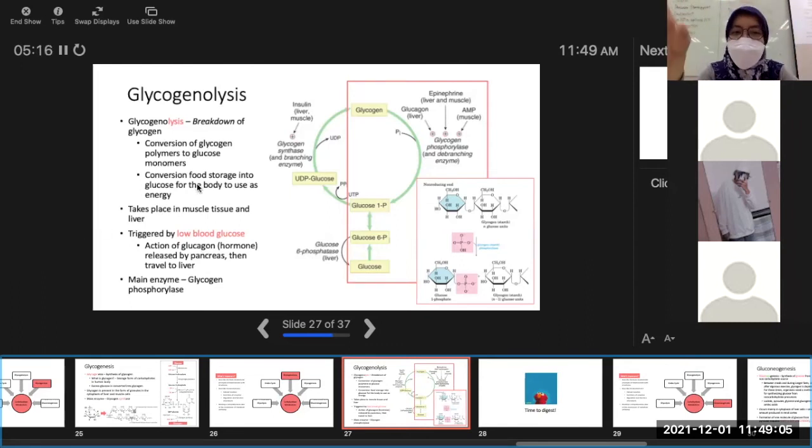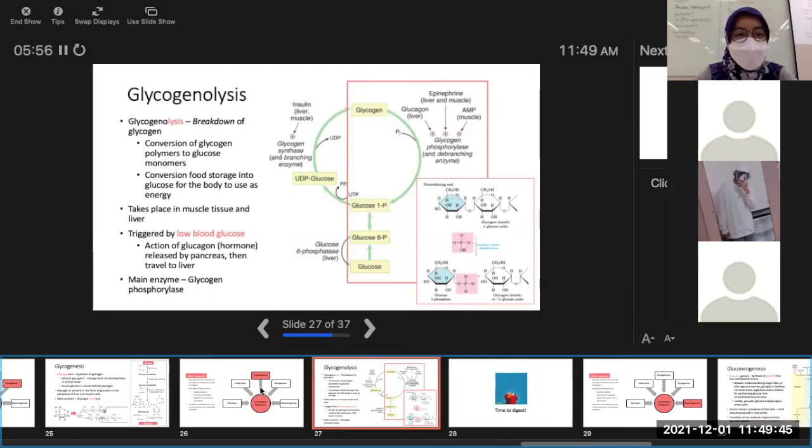Now when our body lacks glucose, after some time fasting or after some time doing activity, the glucose level drops. The first reaction our body will do is to take back whatever is in the storage. That is glycogenolysis. This takes place in the muscle tissue and liver, because the storage just now also happens in muscle and liver, so whenever we need to retrieve it, it needs to happen at the same place. It is triggered by low blood glucose, and the hormone involved is glucagon. After a meal, insulin would be triggered, but in the hungry state, glucagon will be triggered to kickstart glycogenolysis.